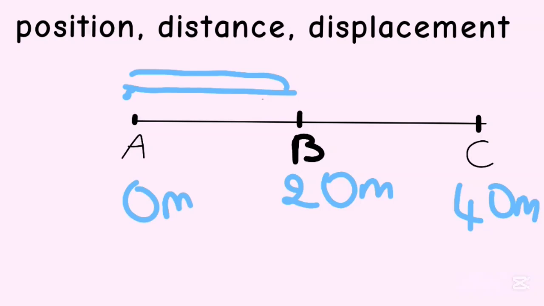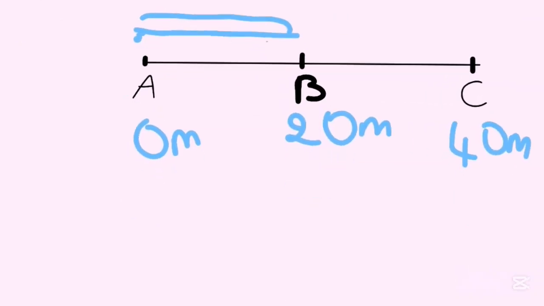The distance is the total length covered. You went once. Because you went once, that's 20 meters from A to B. Now you went the second time. As soon as you reached here, you went back to A.